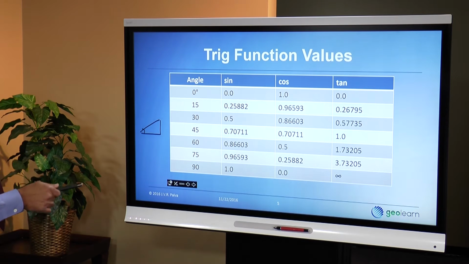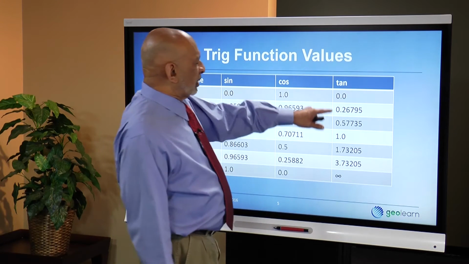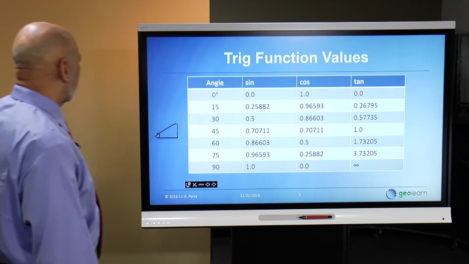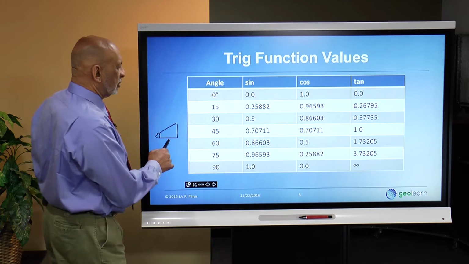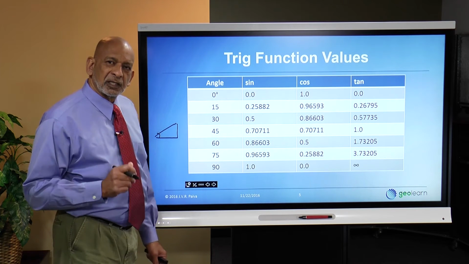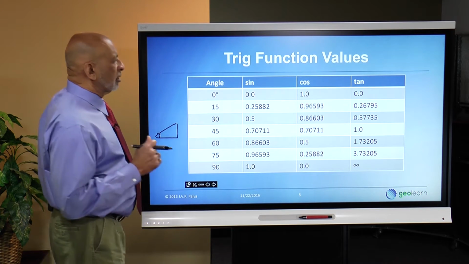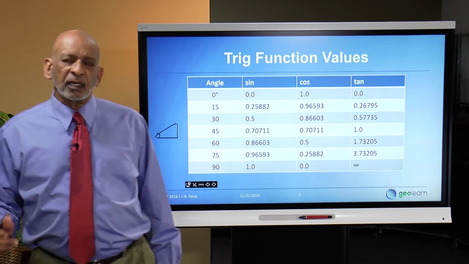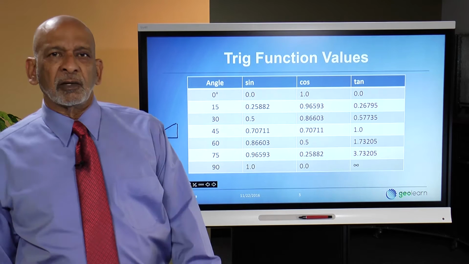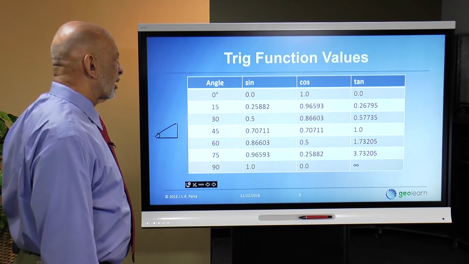I want you to study this PowerPoint to try to understand how these numbers change. Now if you look at the tangent, you'll notice that the tangent is 1.0 at 45 degrees. And why is that? Because it's the ratio of the opposite over the adjacent, and at 45 degrees, the opposite and the adjacent are exactly the same length. So a tangent of 1 is not a vertical line. A tangent of 1 is a 45-degree line, or what we sometimes call a 100% slope.